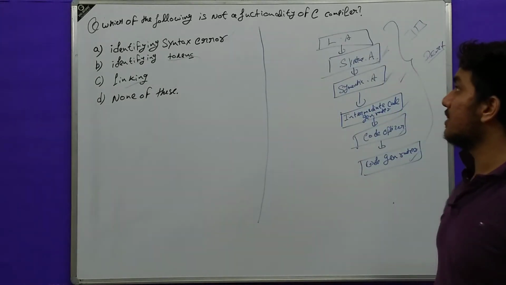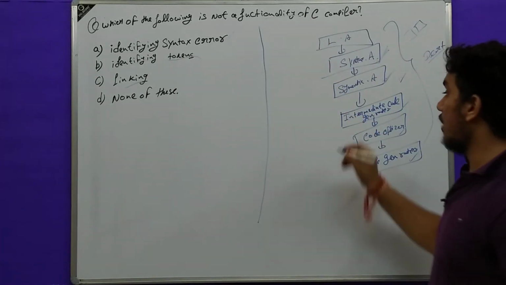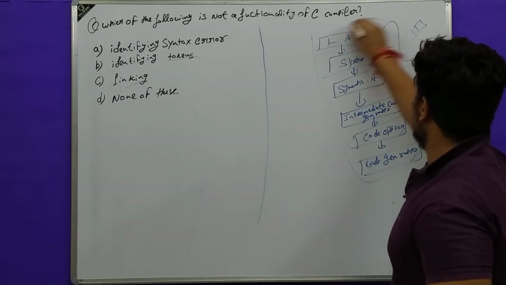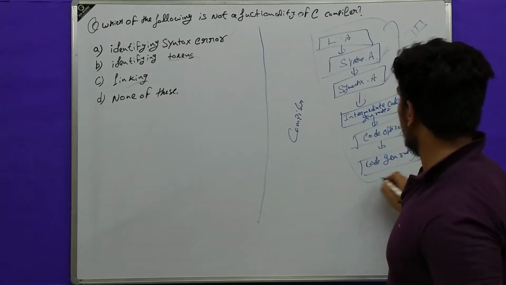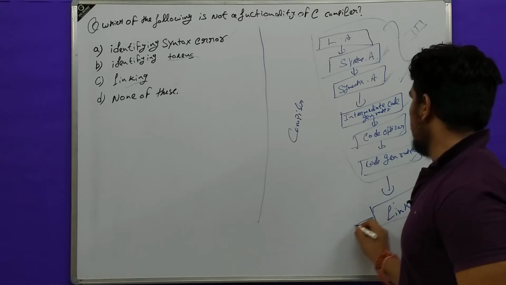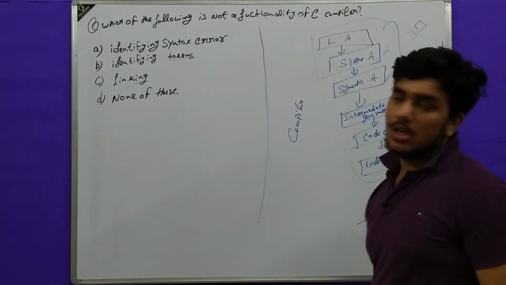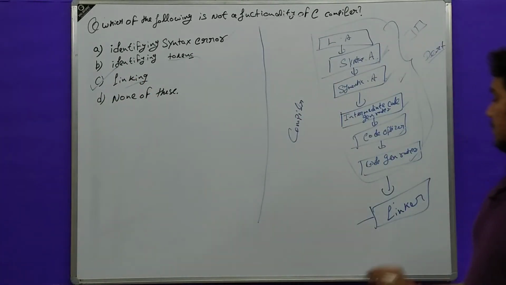Linking is not a functionality of compiler because linking is done by the linker after the compilation. It is compiler. After that, linker is present which performs linking. So the correct option is option C.